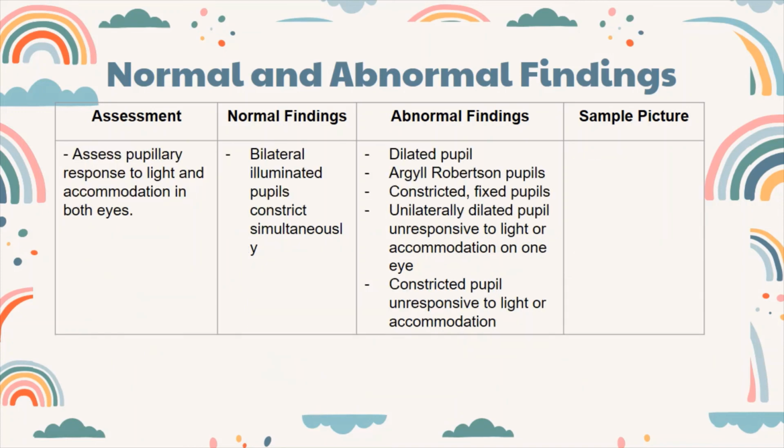Continue. Next is to assess the pupillary response to light and accommodation in both eyes. Normal findings: bilaterally, the illuminated pupils constrict simultaneously. Abnormal findings: dilated pupils about 6 to 7 mm, cranial nerve number 3 paralysis; Argyll-Robinson pupils; constricted fixed pupils, from narcotics abuse or pons damage; a unilaterally dilated pupil unresponsive to light and accommodation in one eye, cranial nerve number 3 damage; and also a constricted pupil unresponsive to light or accommodation.